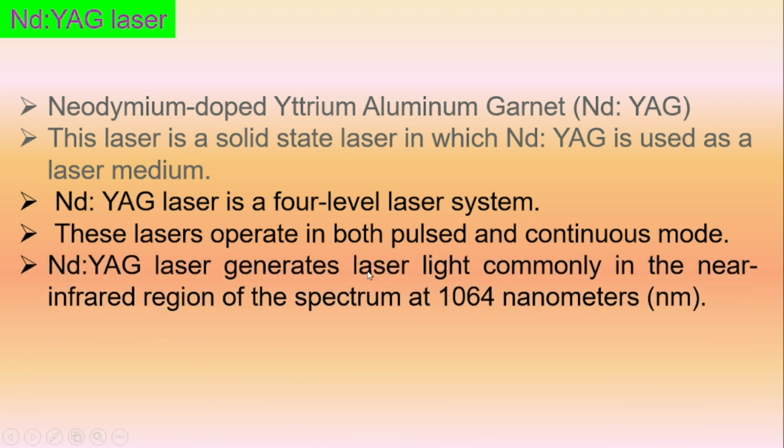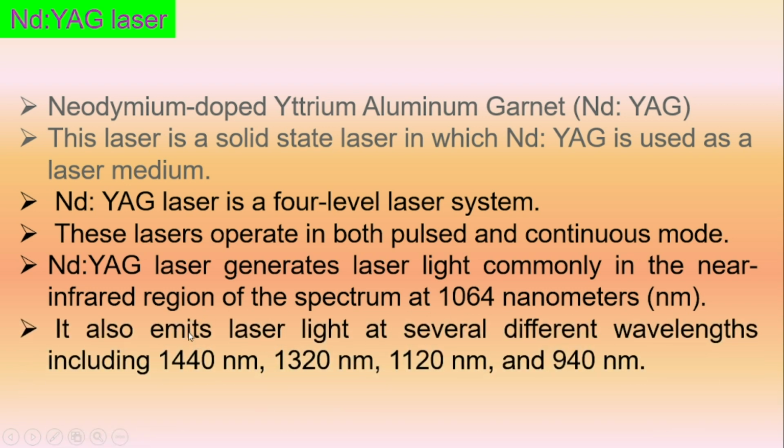These lasers operate in both pulse and continuous wave mode, but ruby lasers operate only in pulse mode. Nd-YAG laser generates laser light commonly in the near infrared region of the spectrum at 1064 nanometers. It also emits laser light at several different wavelengths, including 1440 nanometer, 1320 nanometer, 1120 nanometer, and 940 nanometer.